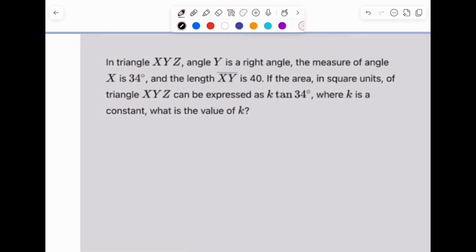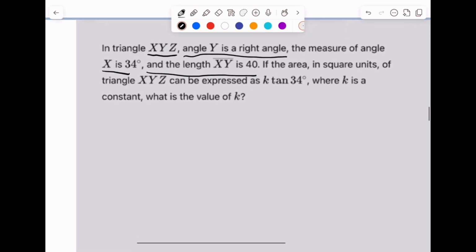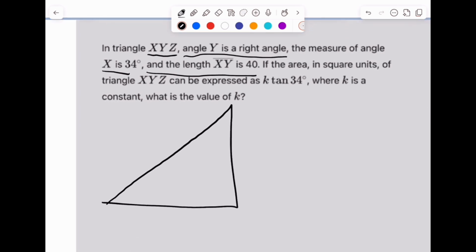Okay. Third and last one. In triangle XYZ, angle Y is a right angle. The measure of angle X is 34 degrees, and the length of XY is 40. So if we were to draw out this triangle, angle Y would be our right angle, and X would be our 34 degrees. Z would be here. We know this side is 40, and we'll say this side is x, and this side is, for sake, let's say A.